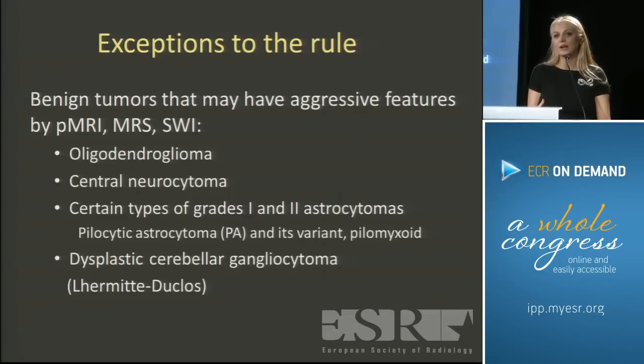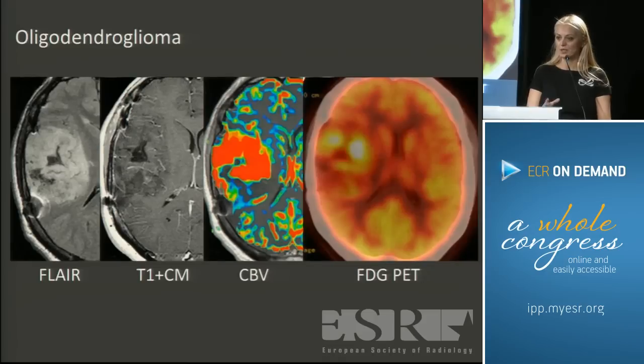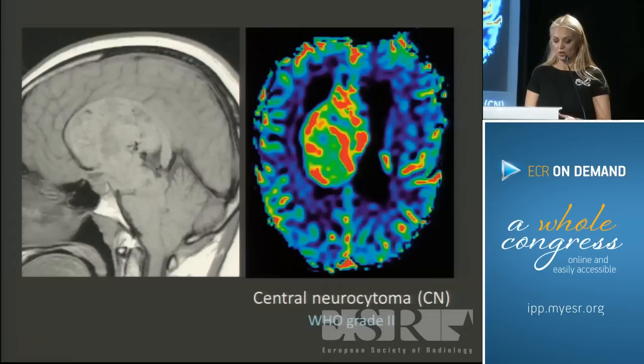There are some exceptions to the rules, of course, the same as in talking to T1 with gadolinium. There are some benign tumors that somehow behave a little aggressive on perfusion, and those you just have to know. I will just show you a few examples. Oligodendroglioma tend to look as a very malignant tumor, but it's actually not. Or a central neurocytoma. It shows parts with increased perfusion, but again, it's a low-grade tumor.